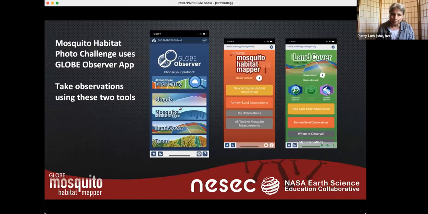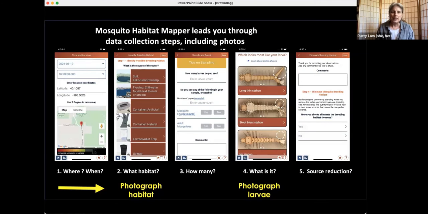Next one, please. So the Mosquito Habitat Challenge uses the GLOBE Observer app. We are using these two tools. And next one, please. If you have not used the GLOBE Observer app, I hope you'll download it and try it. It's pretty easy. There's going to be an update coming sometime in July, probably late July, but before the challenge. And you're going to have a new and improved interface. And these are pictures of the new improved interface that we have in the app.